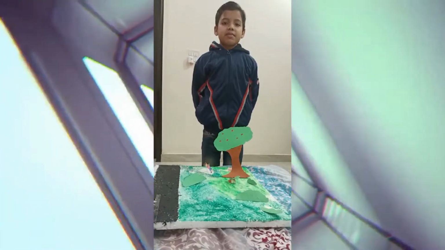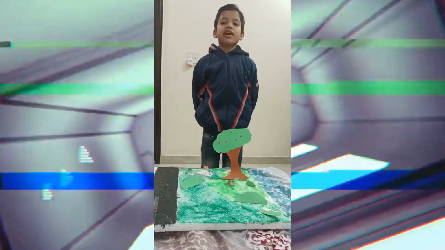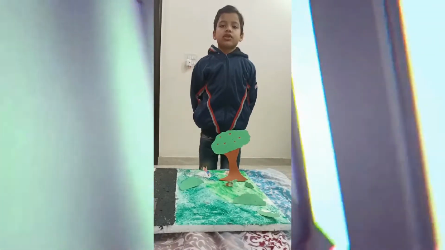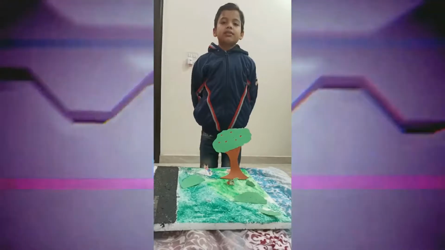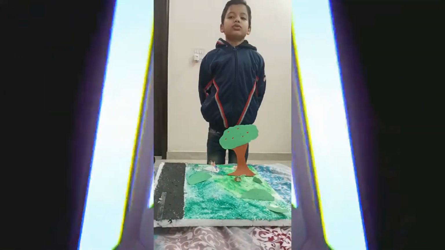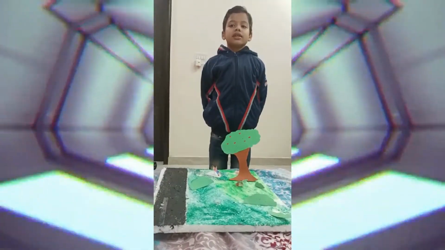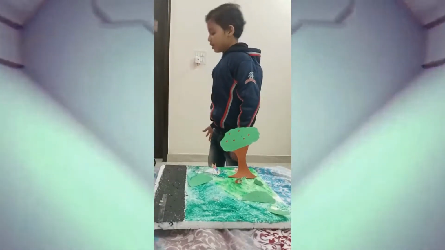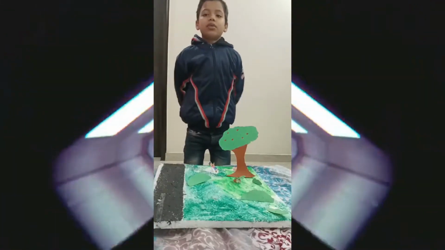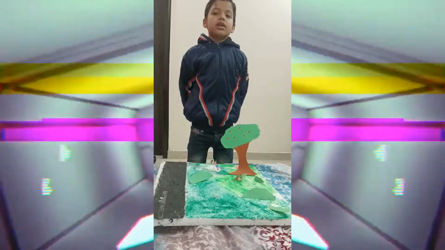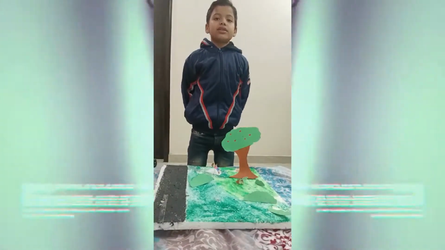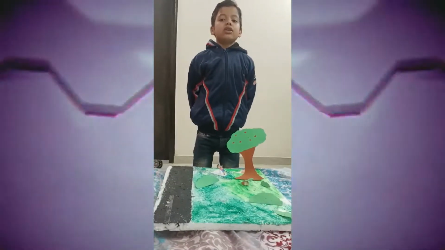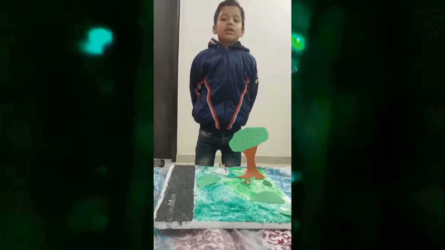Hello everyone, my name is Anant Kumar, my class is 4th, and I am going to say a model of force of gravity. The earth pulls the thing towards itself, which is called force of gravity. I am throwing the ball in the air, it comes down towards earth. It is due to the force of gravity. Thank you.